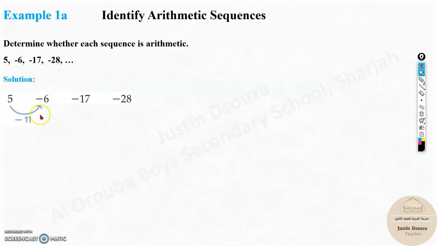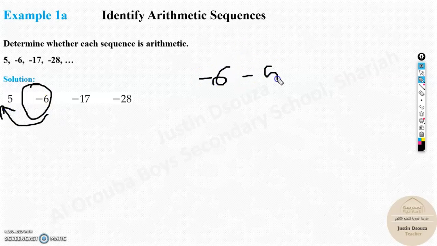The easiest way would be to take the second term and subtract the previous one. -6 minus 5. What is the answer? -11. Try the same thing.